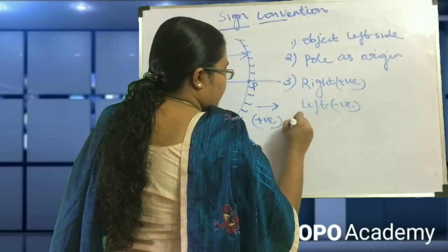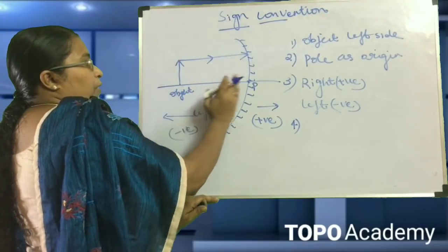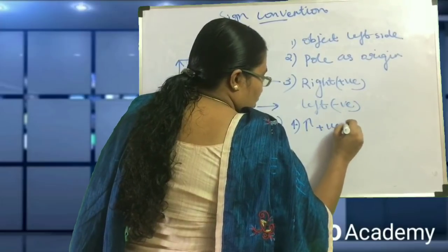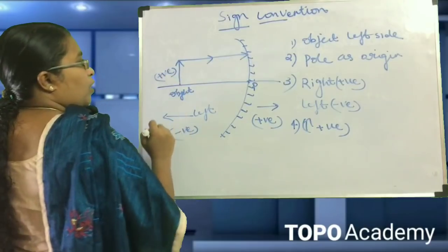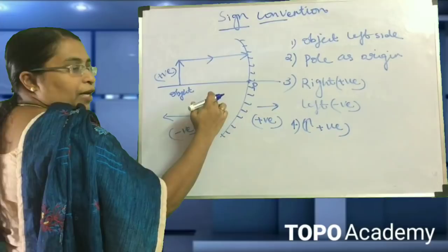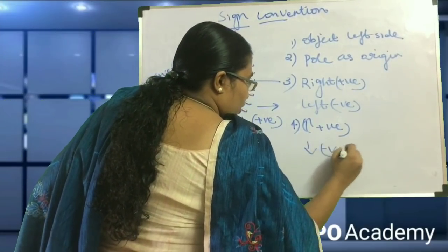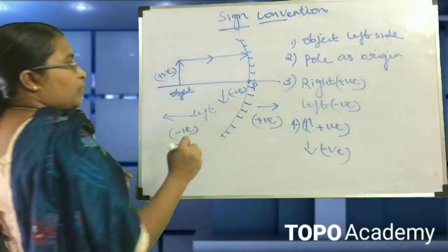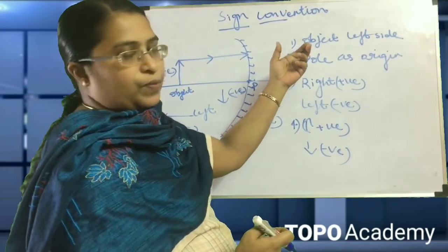The next rule is the measurements which are taken in the upward direction to the principal axis are taken as positive. And the measurements taken in the downward direction to the principal axis are taken as negative. So these are the rules for the sign convention of spherical mirrors.